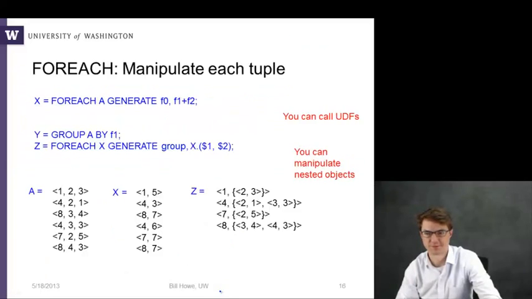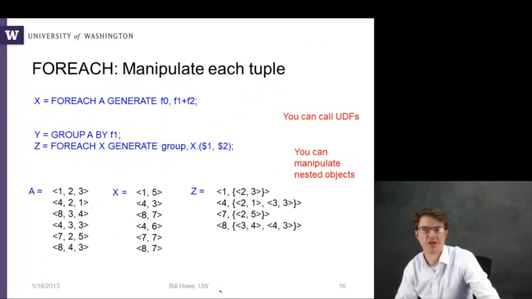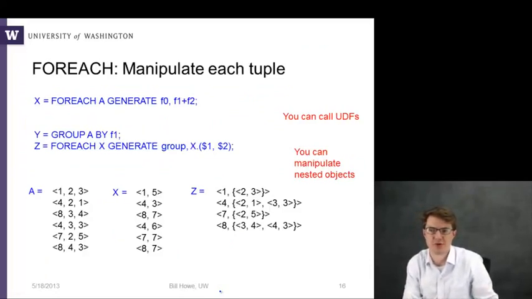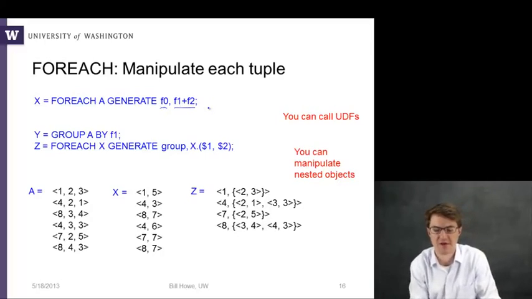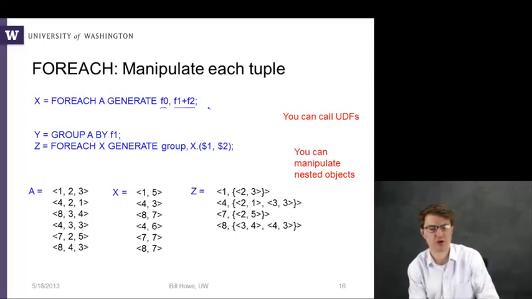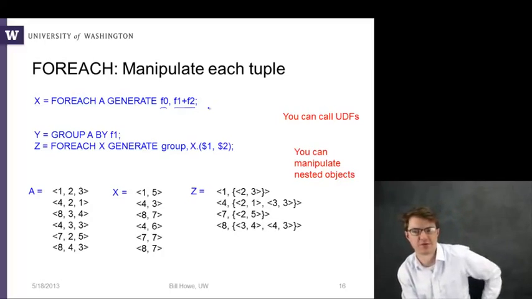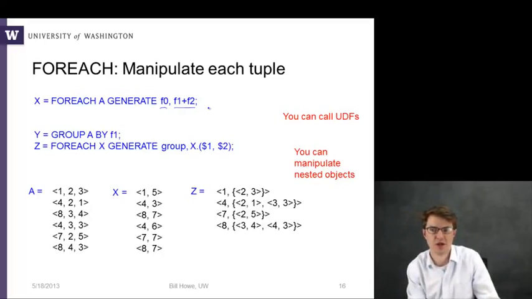All right. The foreach command is almost certainly the most complex one. Here you're basically going to manipulate each tuple in a bag. So you write it like this: you say foreach A, generate something. And here we're generating a tuple with two fields. One is F0 and one is the sum of F1 and F2. And here you can call user-defined functions, or you can write other kinds of arithmetic expressions. You can do lots of things.